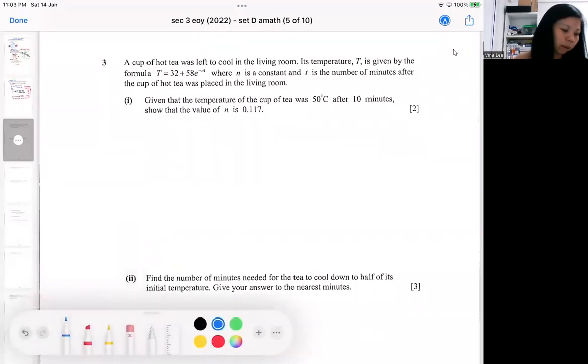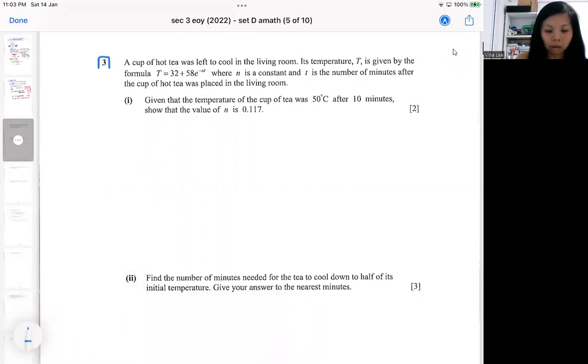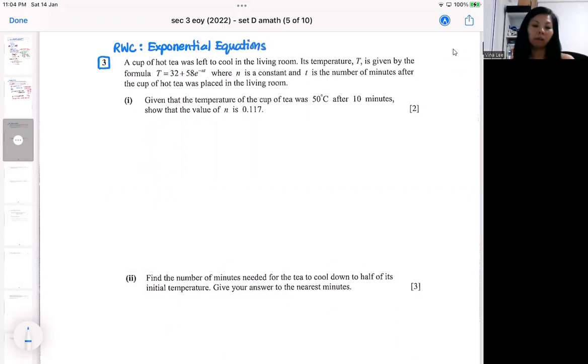Question 3 falls under a real world context, under the topic of exponential equations. Usually this is quite a lengthy question, and it will throw people off because it's so lengthy. So you need to be very mindful about the context.